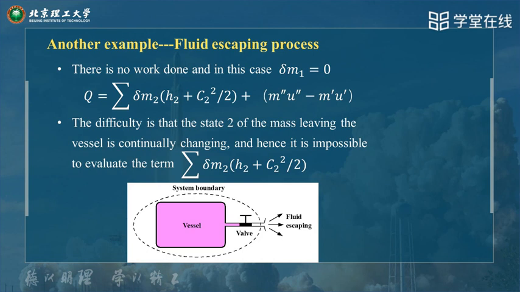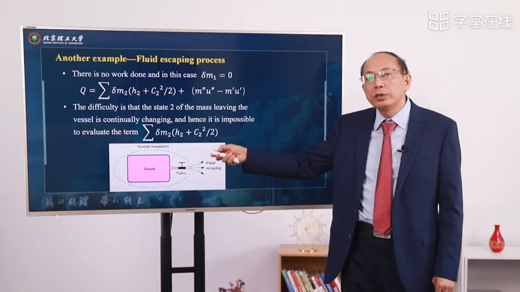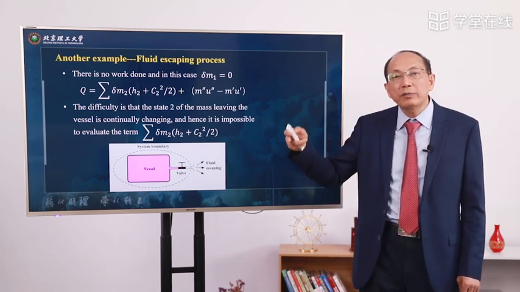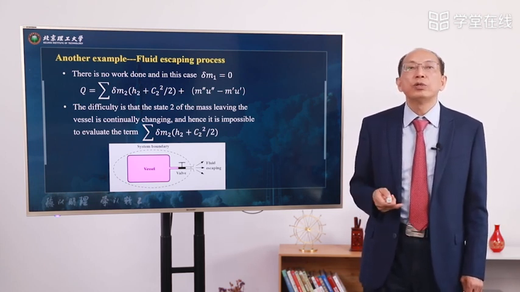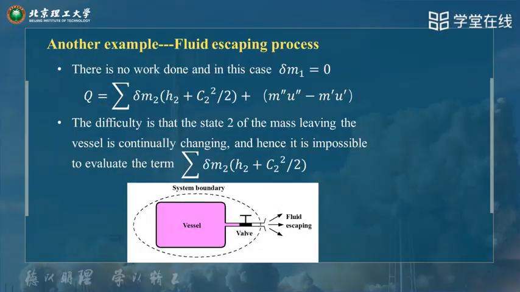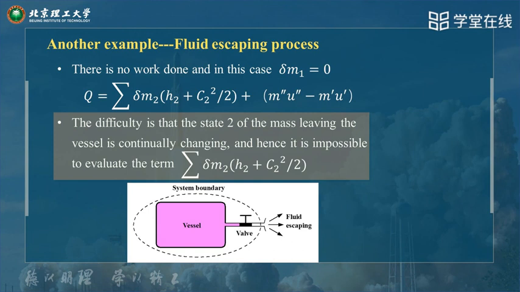In this case, c2 may be changing, because during the process the pressure in the vessel decreases. So the escaping speed may change, and c2 is very difficult to determine. The difficulty is that the state 2 of the mass leaving the vessel is changing. It is not constant, so in this case the equation is sometimes difficult to solve.